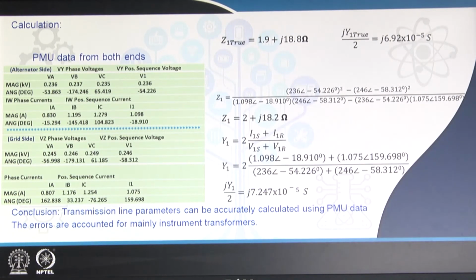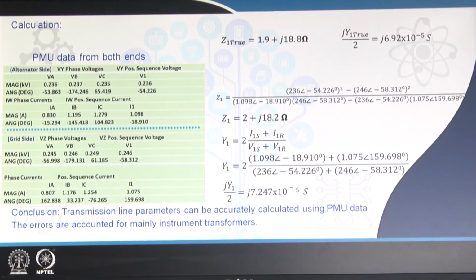They are not perfect in that perspective. We do not have CT here, but we have the PT connections, and the PTs are not perfect as such, as we know, and that happens in a typical power system also. Similarly, we obtain the Y1 value for this case. The Y1 by 2 obtained happens to be j7.247 times 10 to the power minus 5 Siemens, and when we compare, they are also pretty accurate.